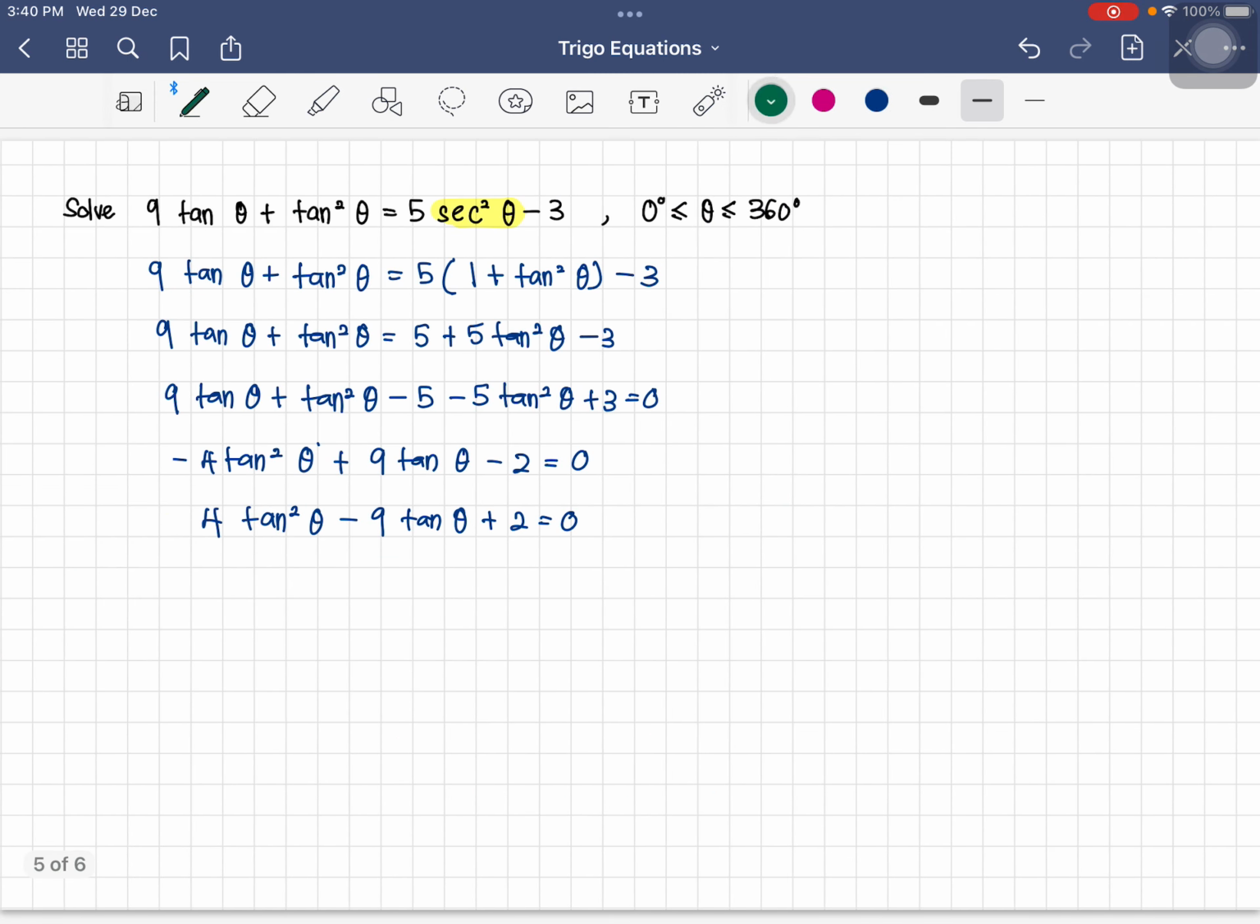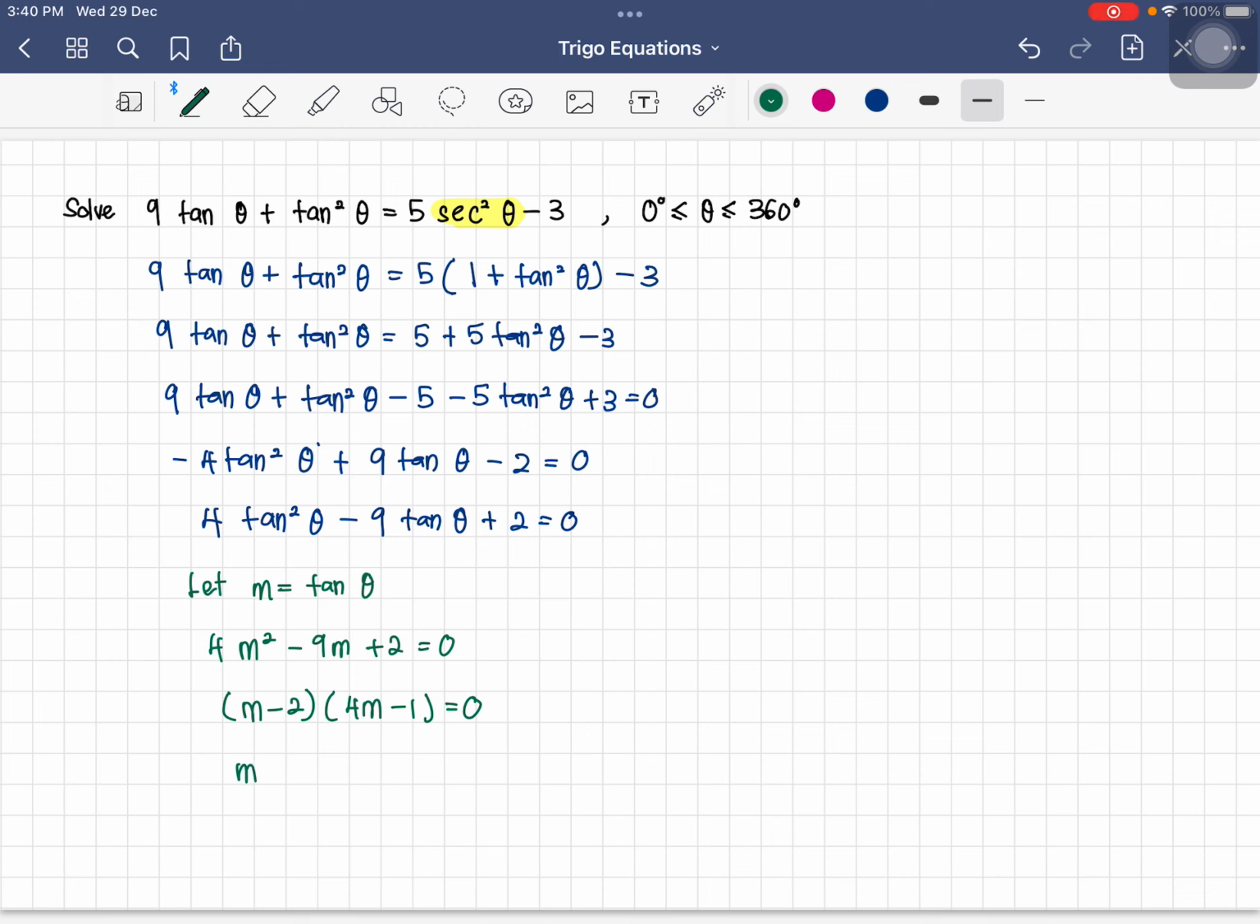Next, I need to transform this. I let m equal tangent theta. Therefore, I have 4m squared minus 9m plus 2, which is equal to 0. And then we have to factorize this quadratic equation so that we get the solution of the equation. So I can factorize this as m minus 2, and another one is 4m minus 1.